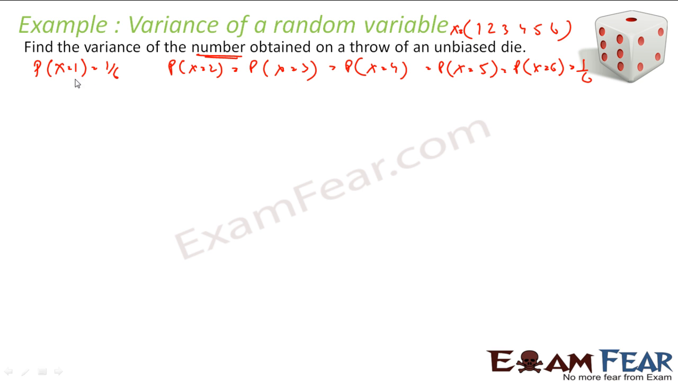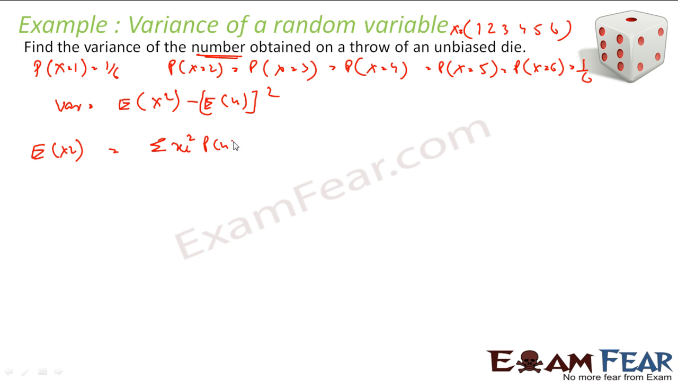Correct. Now I have to find variance. Variance is nothing but E of X square minus E of X whole square, right? So let's find E of X square. It is nothing but sigma xi square p xi, i equal to 1 to 6.